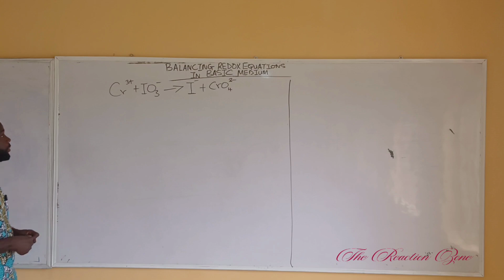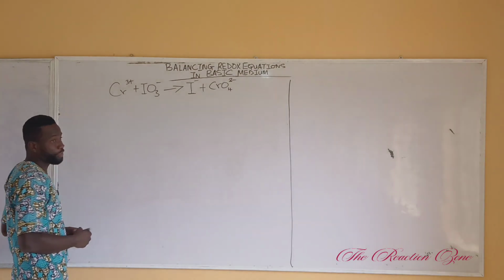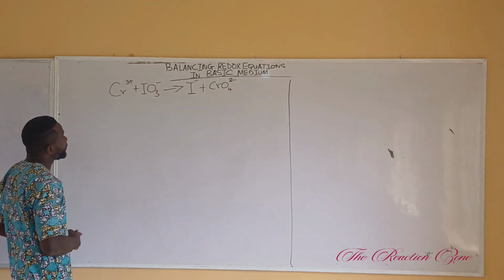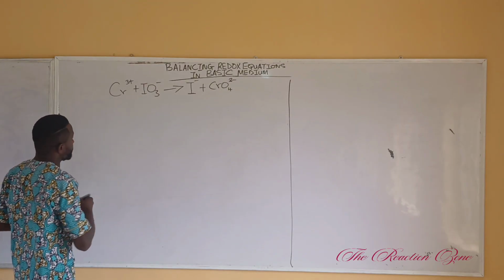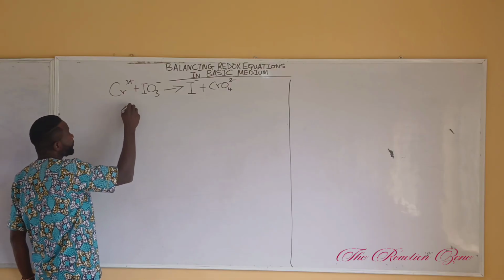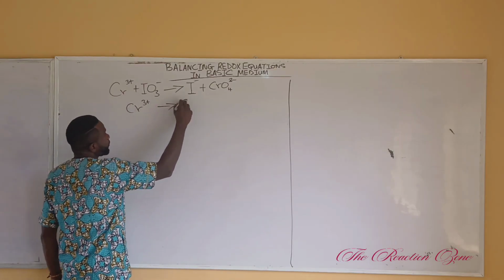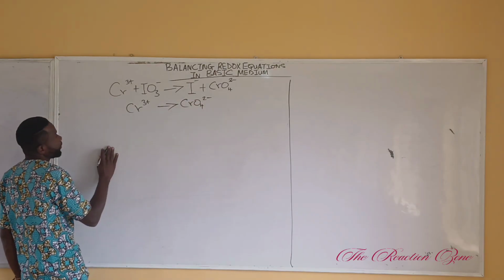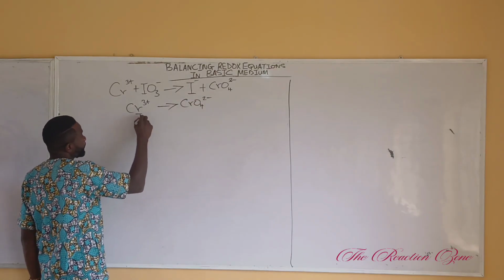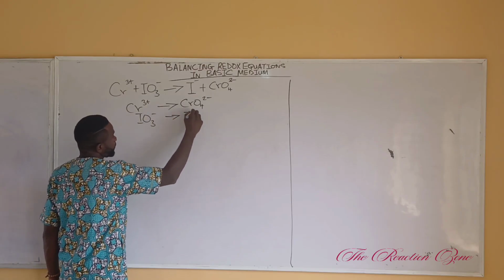That's the major difference. So, the first thing we're going to do, just like we did for acidic medium, is to split this redox equation into two half equations. So this is going to be Cr3+ and CrO4 2-, and then you have IO3-, and this is I-.